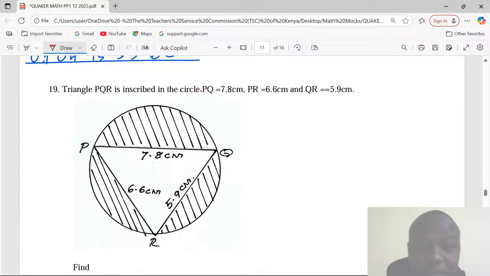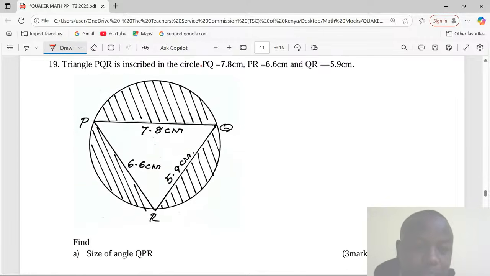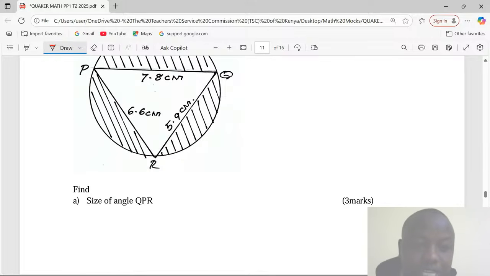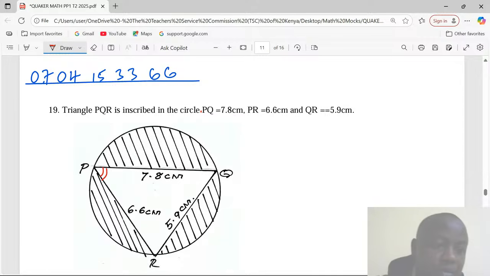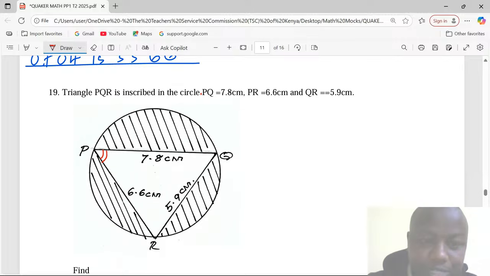Find part A, the size of the angle QPR. QPR is the angle at P. That is what you are finding first. This is trigonometry, whereby we call it a solution of triangles. In solution of triangles, ladies and gentlemen, we have a sine rule and cosine rule. In this case, we are going to apply the cosine rule.